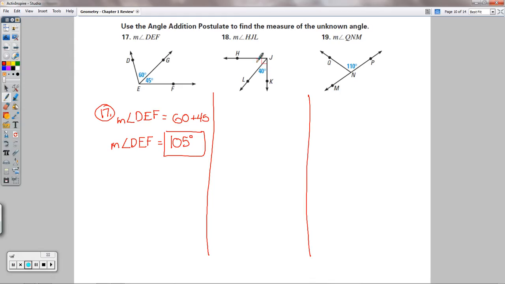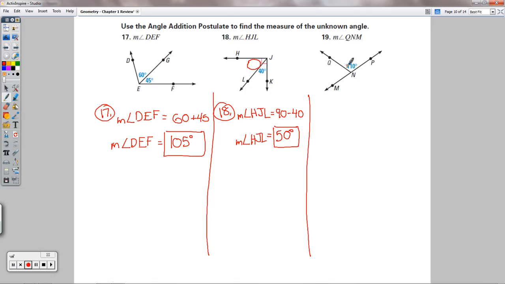On this one, we're given the big angle. HJK is 90. We're given a smaller angle here. LJK is 40, and we're missing this one right here. So what's the measure of HJL, or LJH is another way to say that one. Measure of HJL would be the 90, the big angle, minus the smaller angle. It's going to leave us with 50 degrees for the measure of angle HJL.